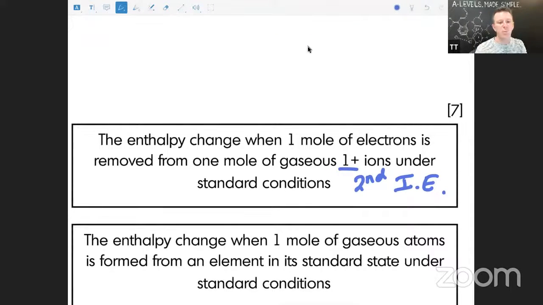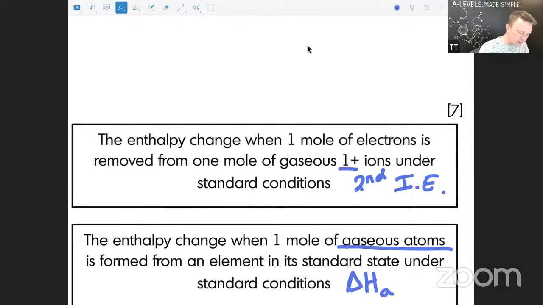Okay, what about this next one? The enthalpy change when 1 mole of gaseous atoms is formed from an element that's in its standard state under standard conditions. What's that one? Not enthalpy change of formation, no. It's not first ionization energy, good. It's atomization. Atomization is really, really important. So this is delta HA.